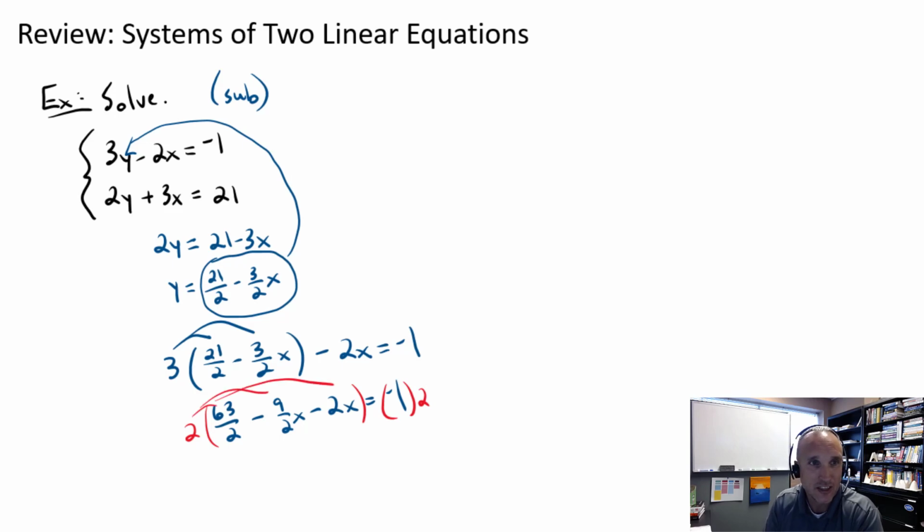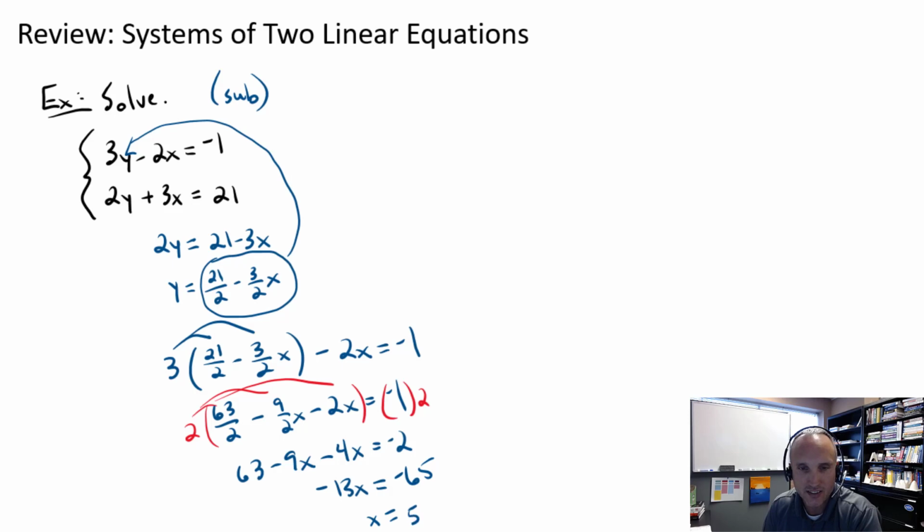So I get 63 minus 9x minus 4x equals negative 2. And that looks better. Negative 9x minus 4x is negative 13x. I'm going to subtract 63 over to get negative 65. And when I divide by negative 13, I can see that x is 5, which is what we found before. And again, I can plug that x value back into any of the original two equations or this one right here, which is better for us because that gives us y directly.